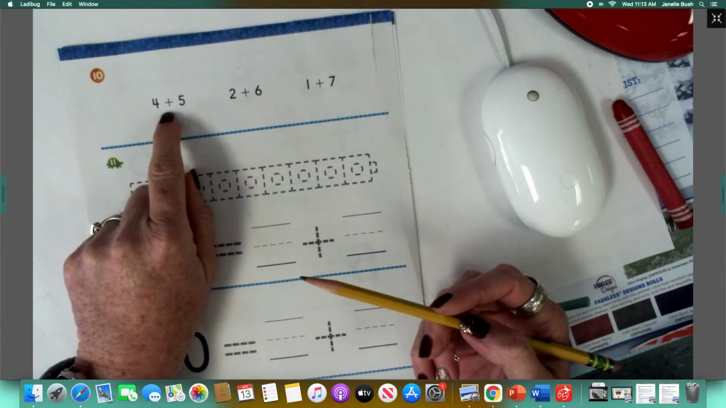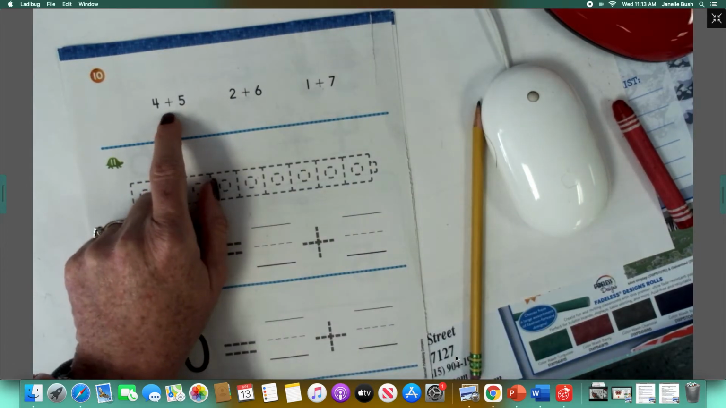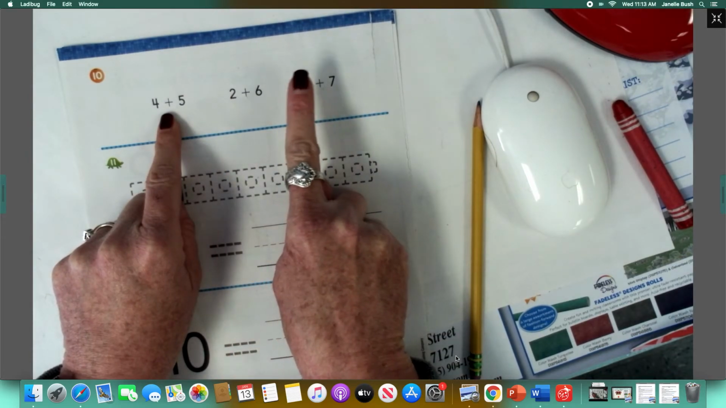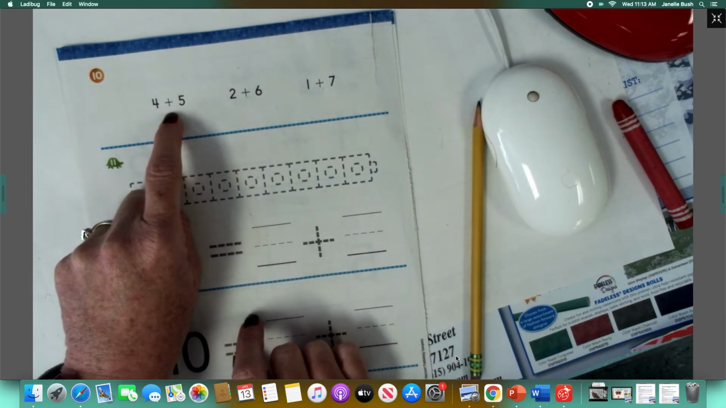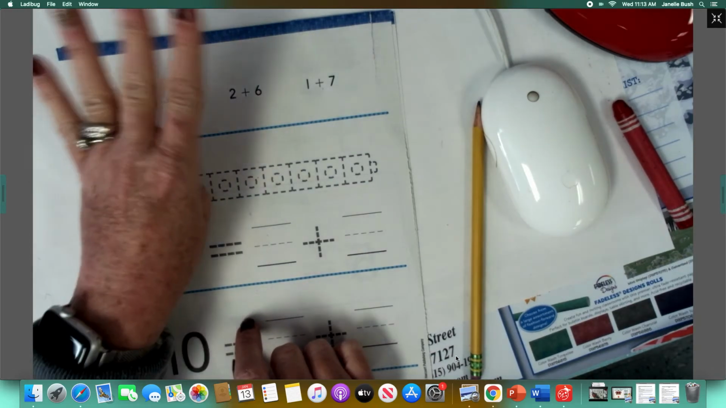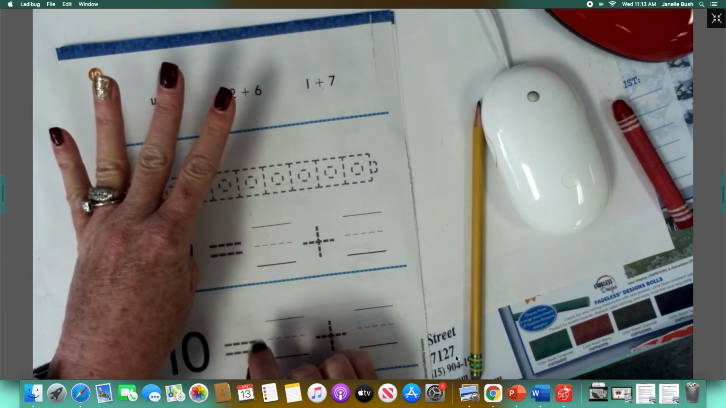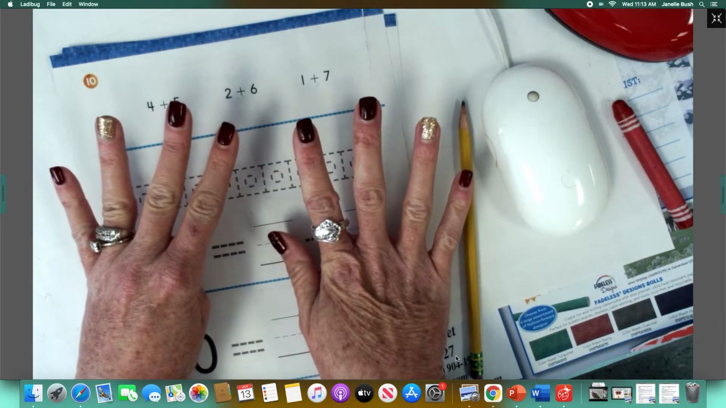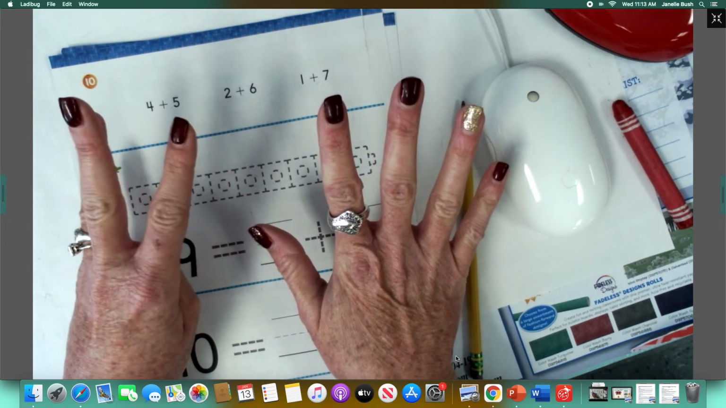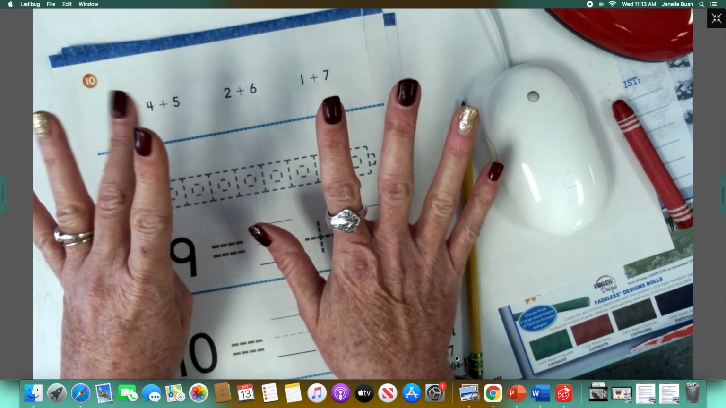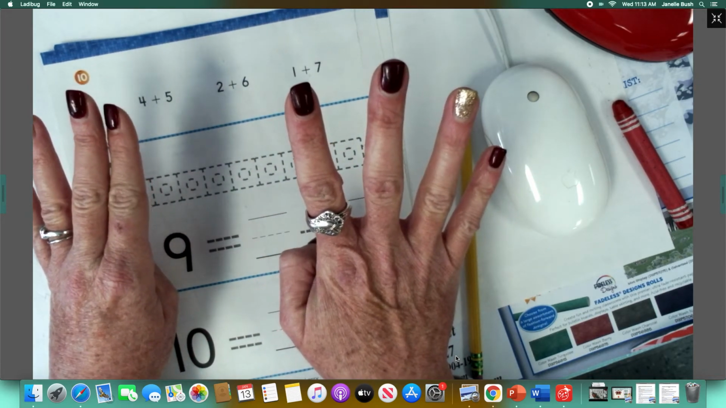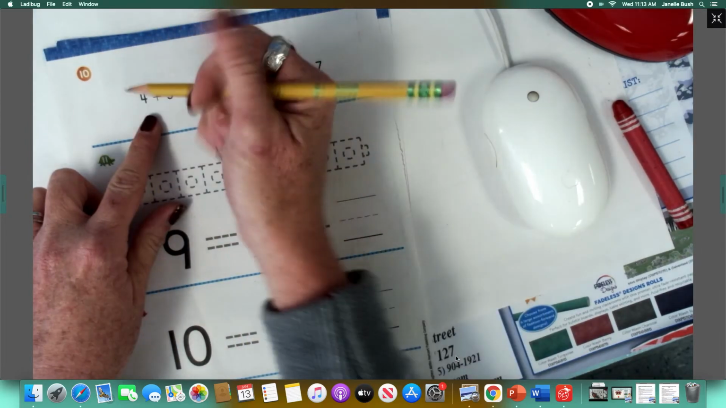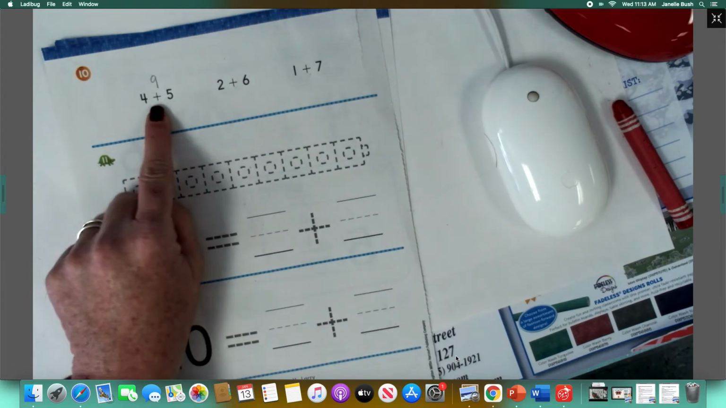So first we've got 4 plus 5, and we're going to use our fingers for this. What we're going to do is solve it, and then you're going to go back and trace the ones that equal 8. The first one is 4 plus 5. So I'm going to do 4 fingers on this hand: 1, 2, 3, 4, and then I'm going to do 5 on this hand. Now let's count all of our fingers. Ready? 1, 2, 3, 4, 5, 6, 7, 8, 9. So 4 plus 5 equals 9. Write a 9 up above that.